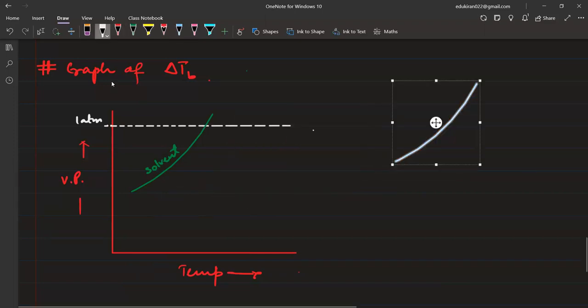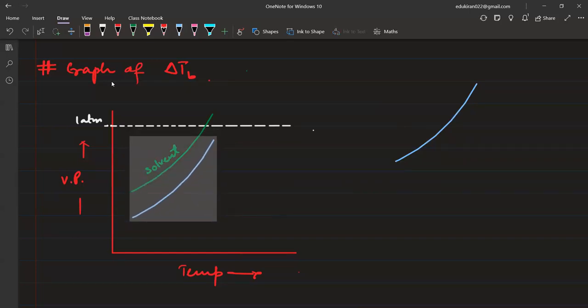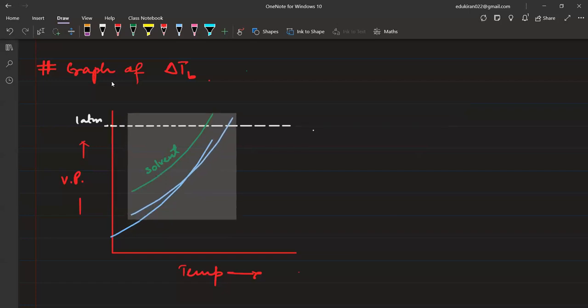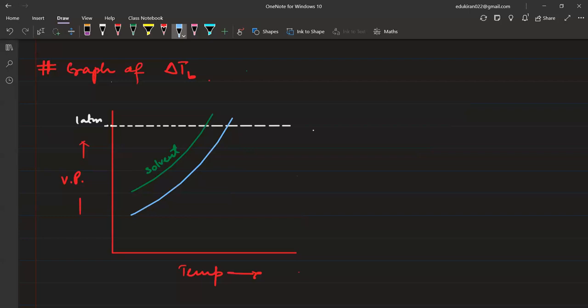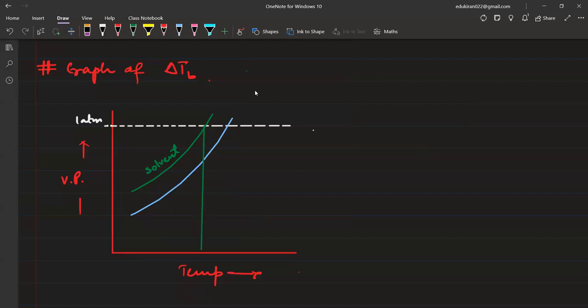Please understand, the vapor pressure of the solution will obviously be lower, because of the relative lowering of vapor pressure, and that is why it will start somewhere here like this. As you can see, this green one, that is for our solvent, requires this particular temperature to boil. And the solution takes this temperature to boil. I hope you can see that this is the difference, right?